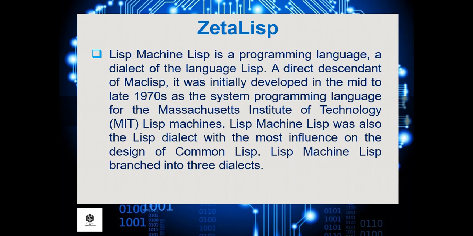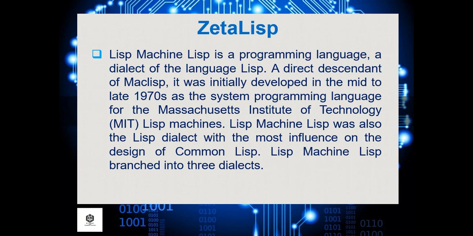ZLisp. Lisp Machine Lisp is a programming language, a dialect of the language Lisp, a direct descendant of MacLisp. It was initially developed in the mid to late 1970s as the system programming language for the Massachusetts Institute of Technology or MIT Lisp machines. Lisp Machine Lisp was also the Lisp dialect with the most influence on the design of Common Lisp.